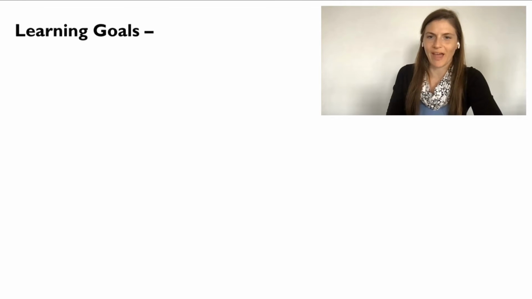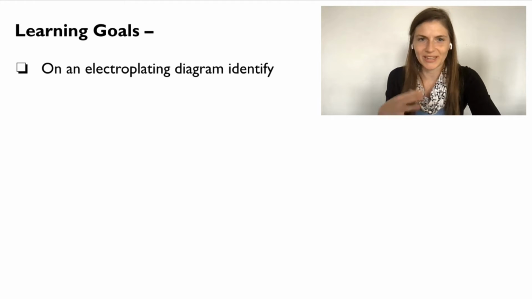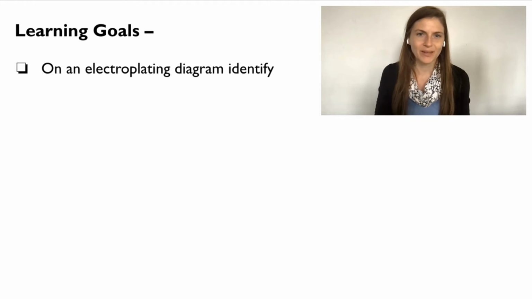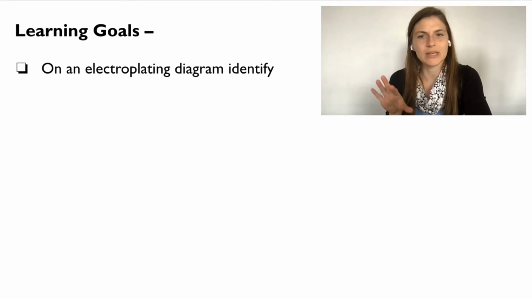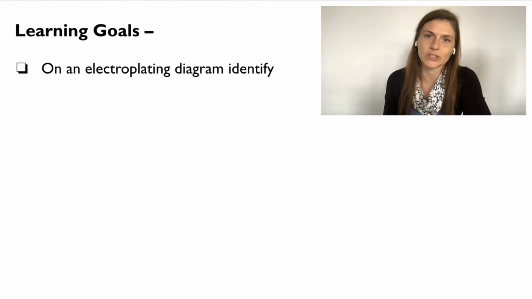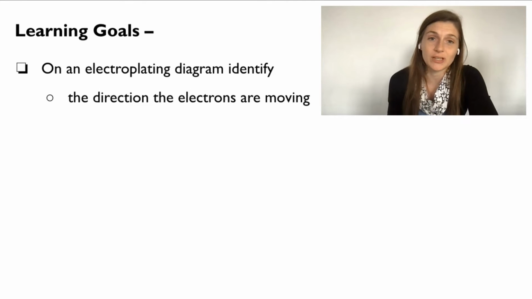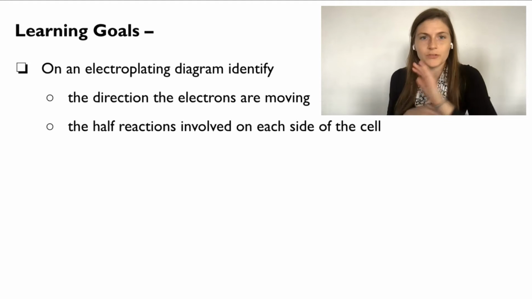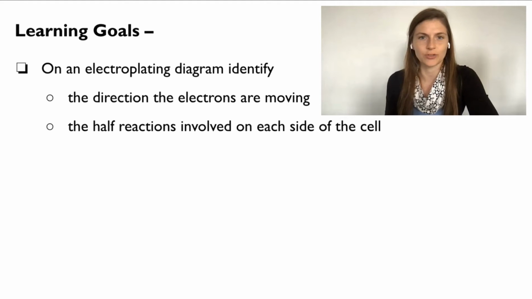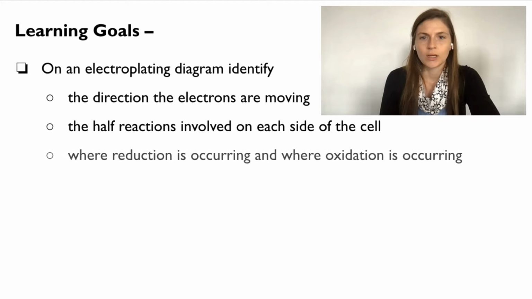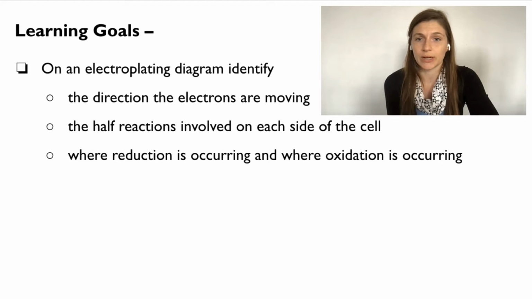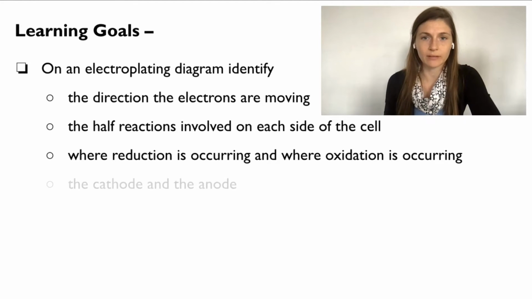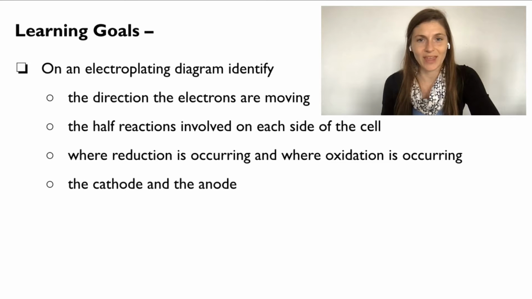Hi chemists, my name is Kim and today we are going to be looking at an electroplating diagram and thinking about what is happening in an electroplating setup. Specifically, we're going to identify the direction the electrons are moving through the system, the half reaction involved on each side of this electrolytic cell, where reduction is occurring and where oxidation is occurring, the cathode and the anode.